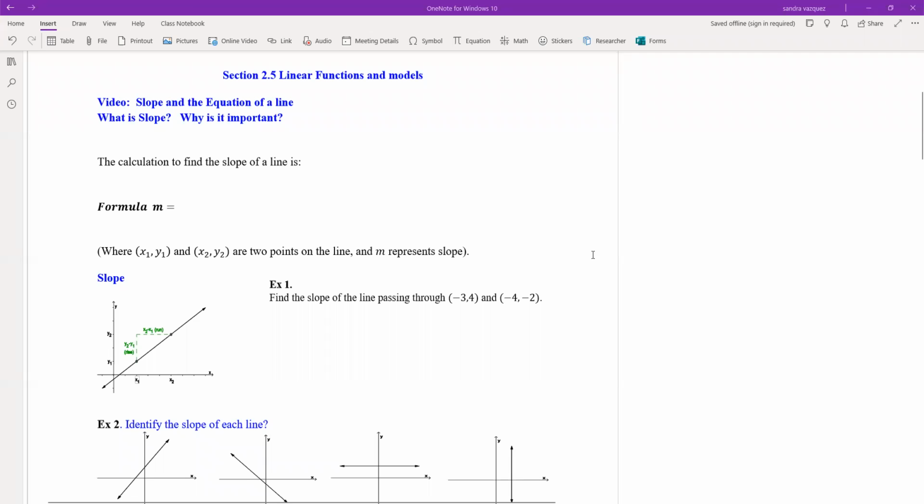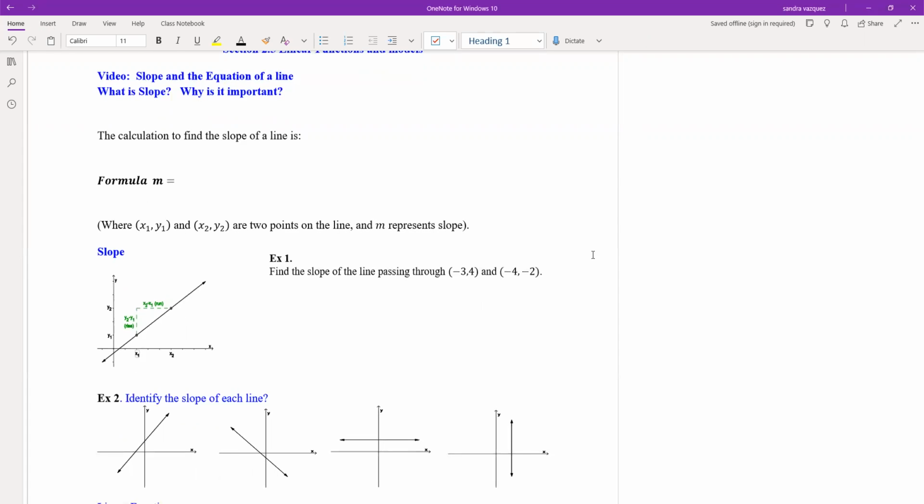Hi, today we're going to be talking about section 2.5, which is linear functions and models. The slope and the equation of a line. We don't have a video for the slope and the equation of a line, but what is slope? We did mention in class what the slope is. We said that the slope is a measurement of how steep your line is.